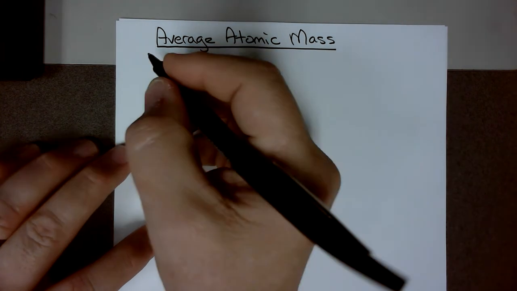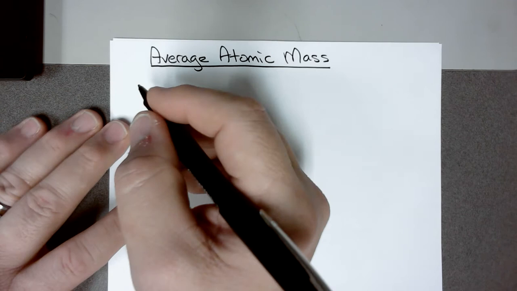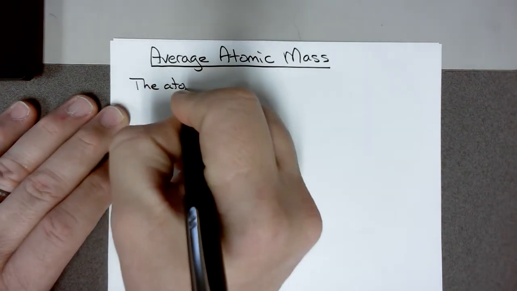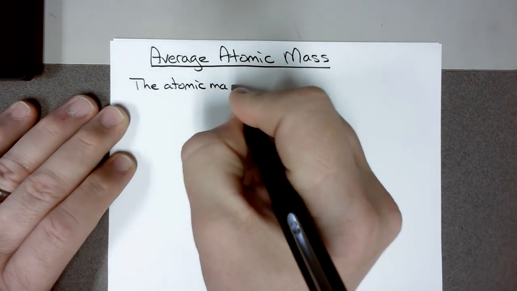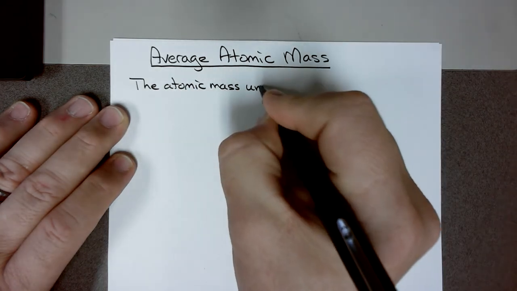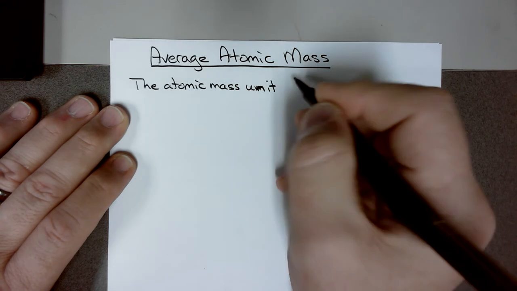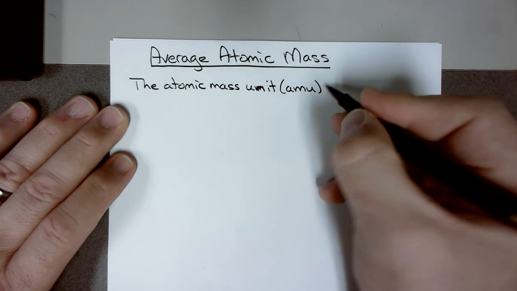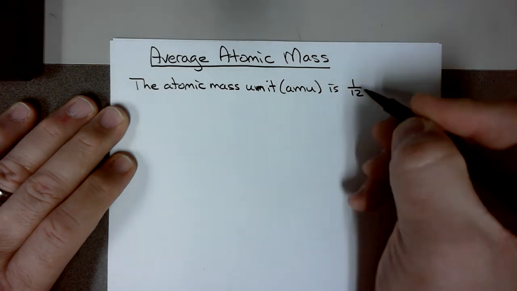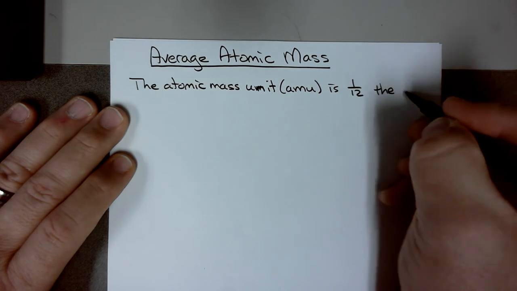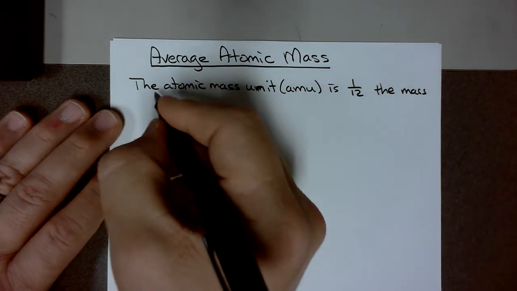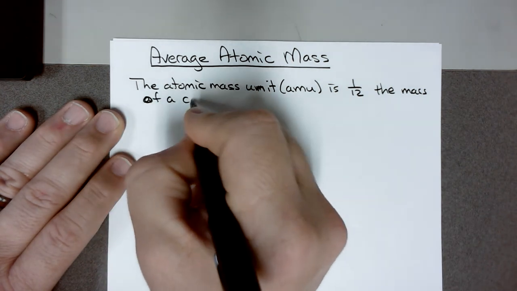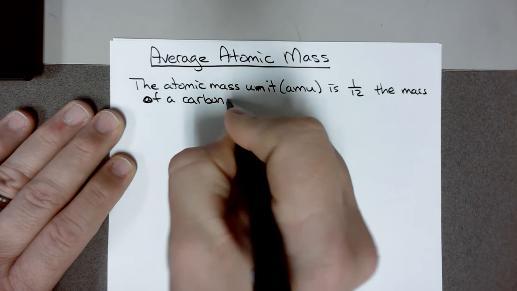So to start this out, let's discuss what the atomic mass unit is. The atomic mass unit, or AMU, is 1/12 the mass of a carbon isotope.